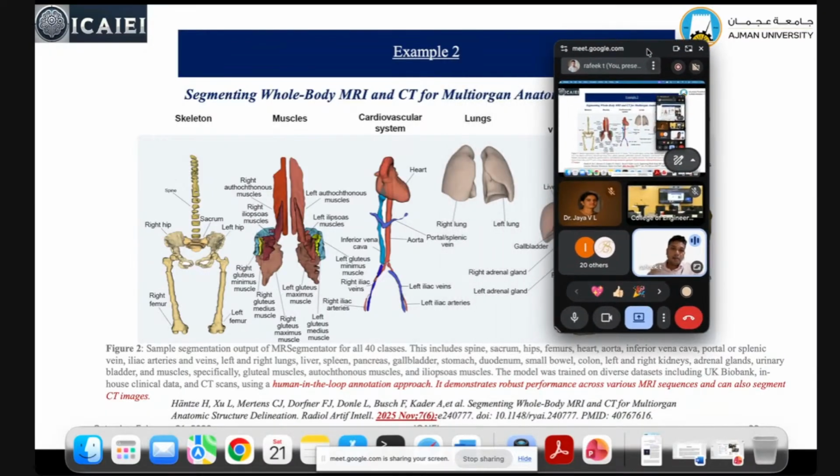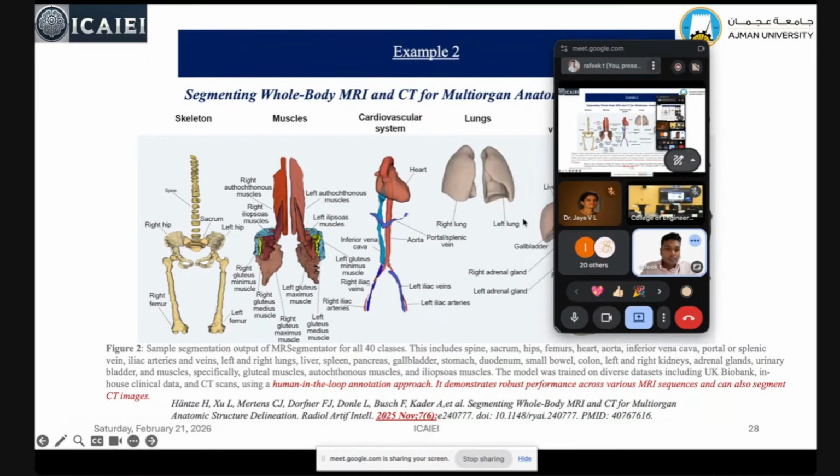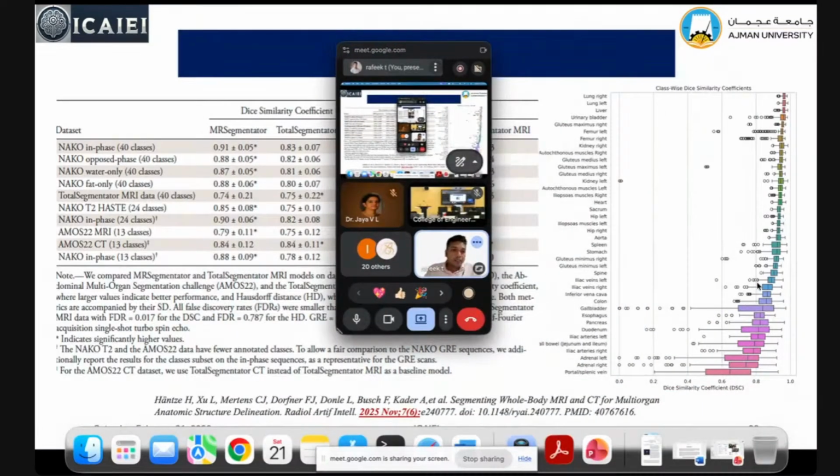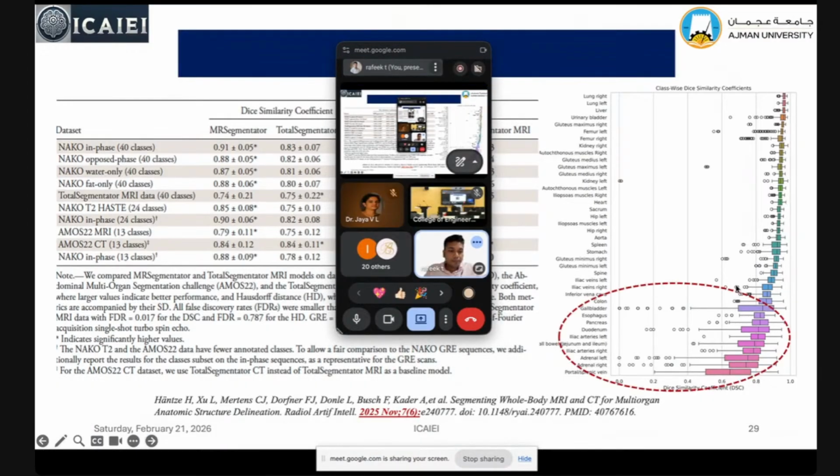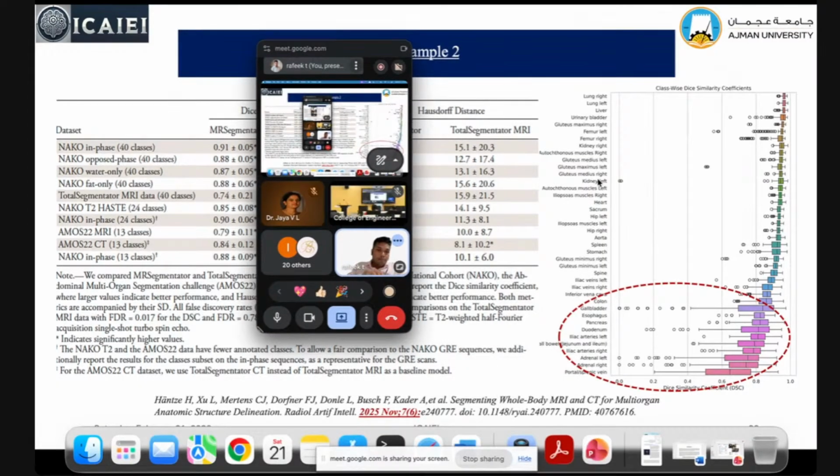But they are still facing some challenges in the brain images. And they show the corresponding results, like here the dice score, which is one of the performance metrics. And here the adrenal left, the pancreas, esophagus, colon. Here their model is facing around 70%. So still challenges are there.